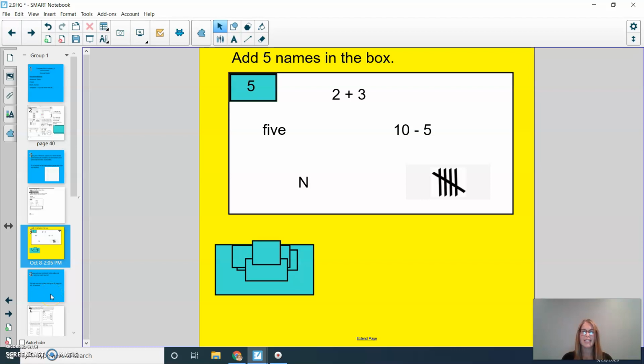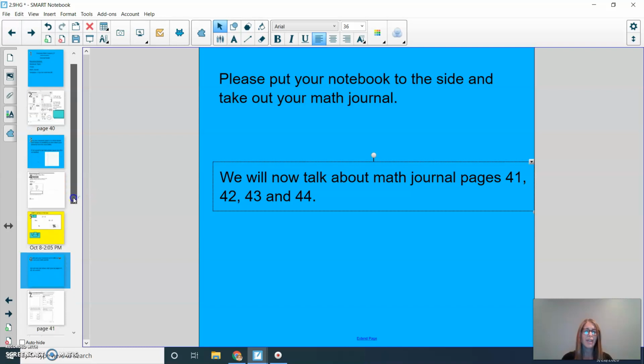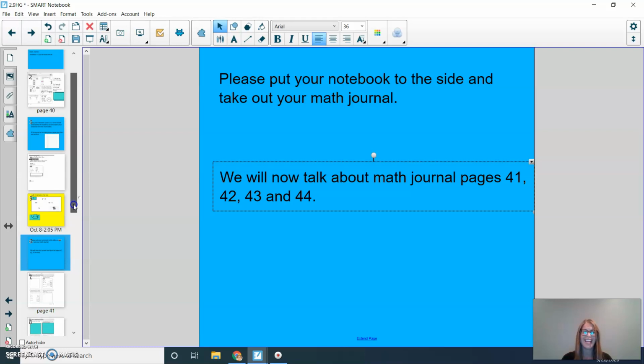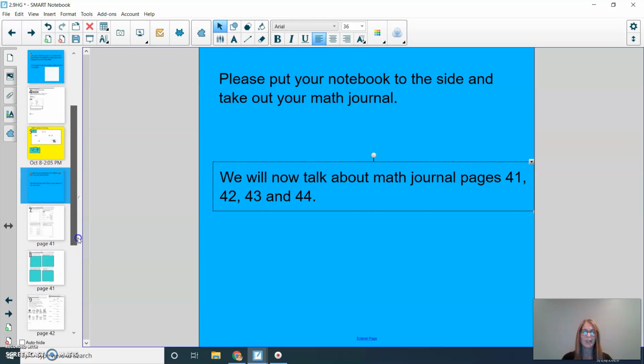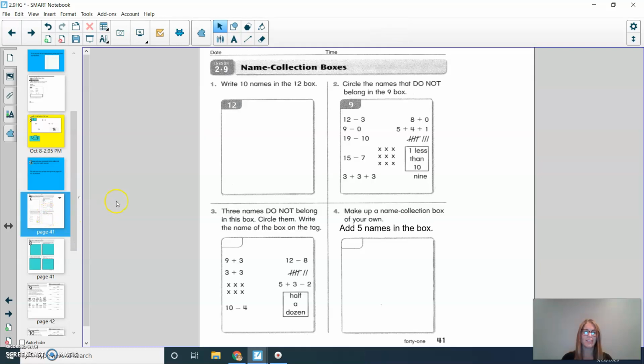So we're going to practice name collection boxes today in our math journal. You can put your whiteboard to the side. We have a lot of pages to look at today, but we'll first start looking at page 41. I want to talk about the directions, and then I'll ask that you pause the video to solve and then press play when you're ready to check. But let me talk about the 4 boxes first.